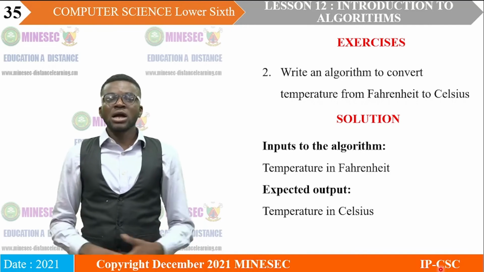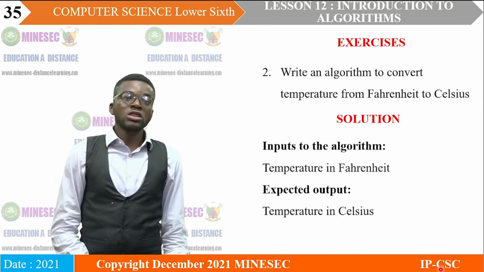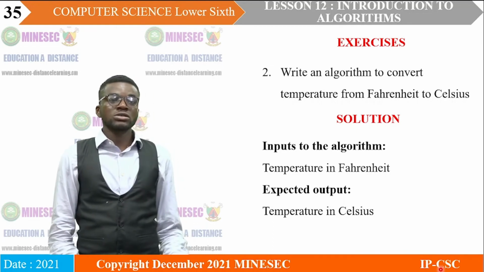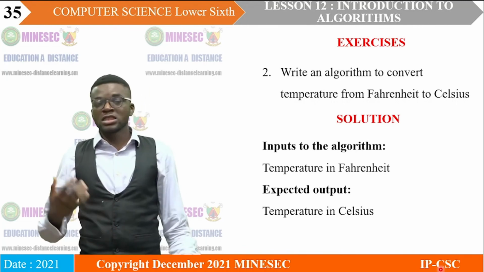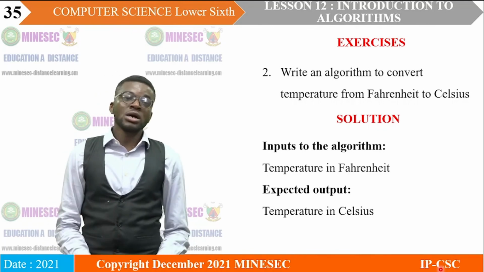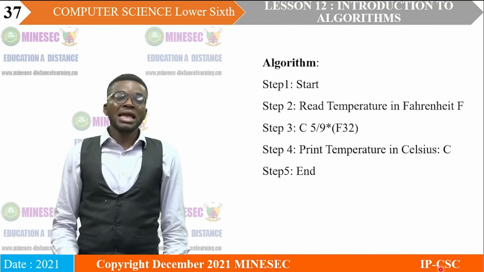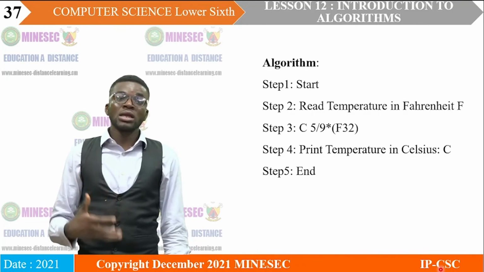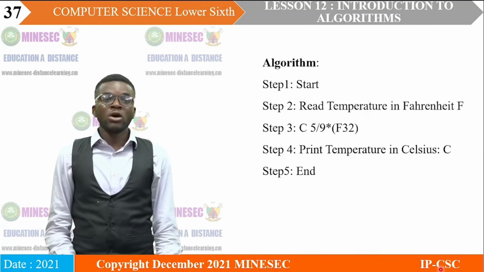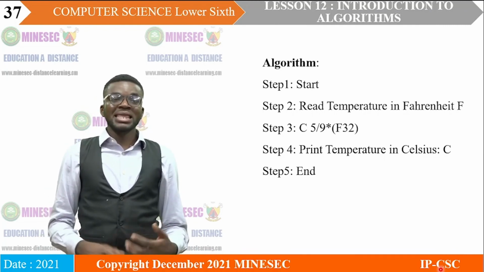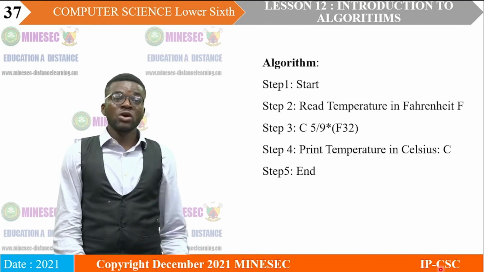The next exercise is to write an algorithm to convert temperature from Fahrenheit to Celsius. Our input is the temperature in Fahrenheit, whereas our expected output should be that same temperature in degrees Celsius. So we start. Next, we read the temperature in degrees Fahrenheit. To convert to Celsius, we take 5 divided by 9 times our temperature in degrees Fahrenheit. Then we print out the temperature in Celsius.